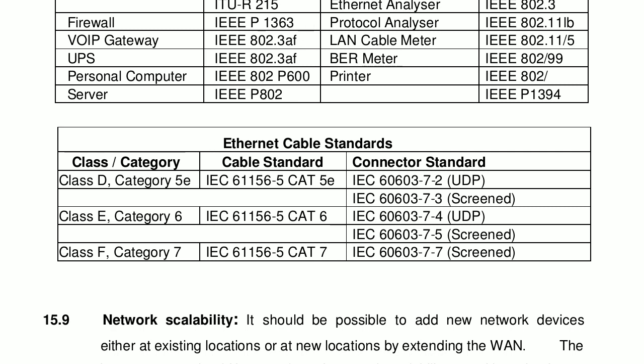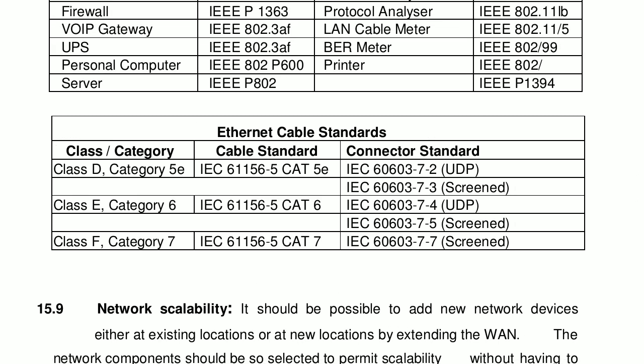The class D cable standard is IEC 61156-5 CAT 5E. Connector standard IEC 60603-7-2 UTP, and IEC 60603-7-3 screened. Class E, category 6: IEC 61156-5 CAT 6. Connector standard IEC 60603-7-4 UTP, and IEC 60603-7-5 screened. Class F, category 7: the cable standard IEC 61156-5 CAT 7, the connector standard IEC 60603-7-7 screened. So these are the IEEE standards and IEC standards.